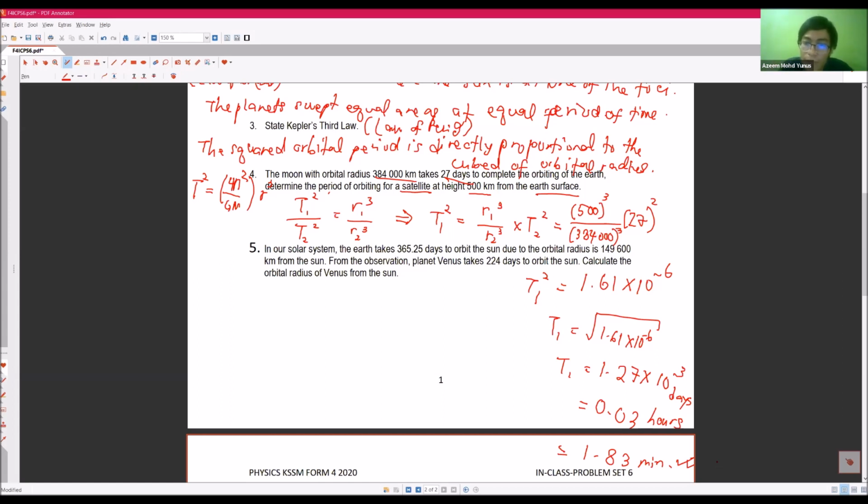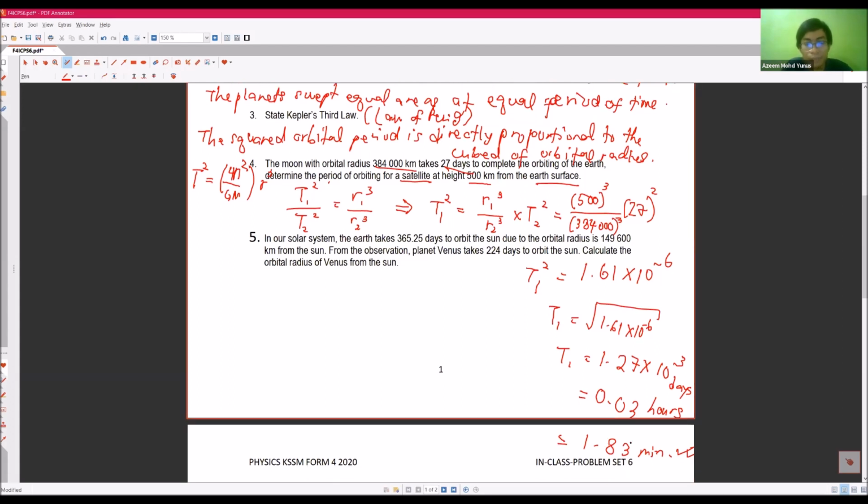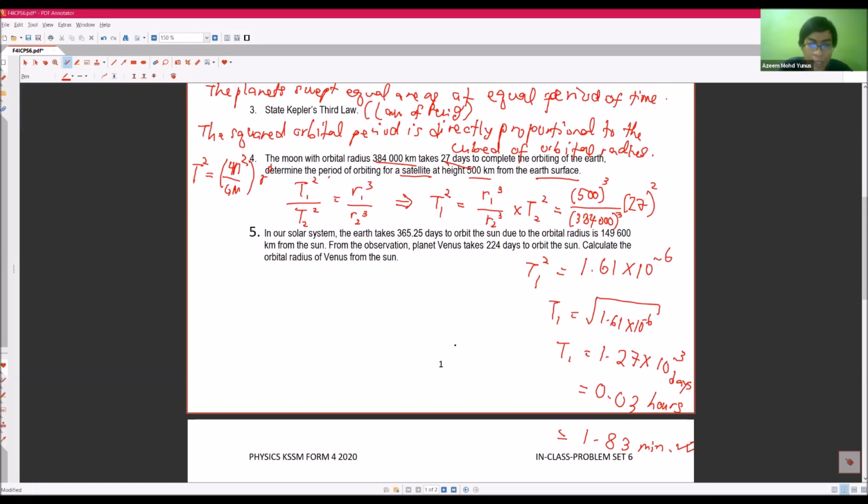If you want to leave your answer in days, it also can. It's not that wrong, but it's very weird that the exponent is negative 3. That means 0.0000127 days. It's not that understandable. Then we can convert it to hours, but hours also involve 0.0 something. Then we can just make it minutes. Okay, 1.83 minutes. If you want to convert further to seconds, it's also acceptable, but we don't need that much accuracy.